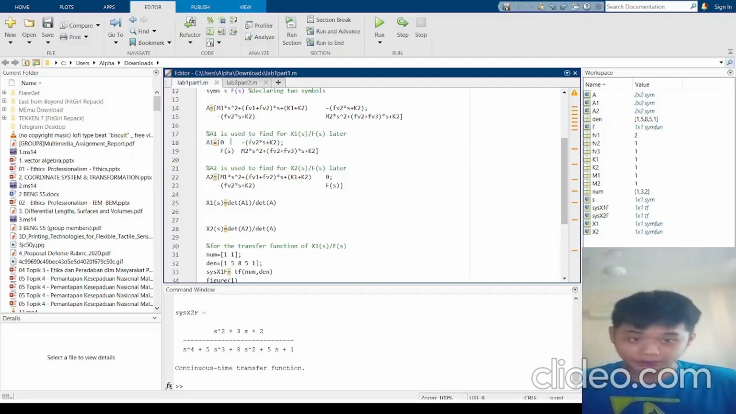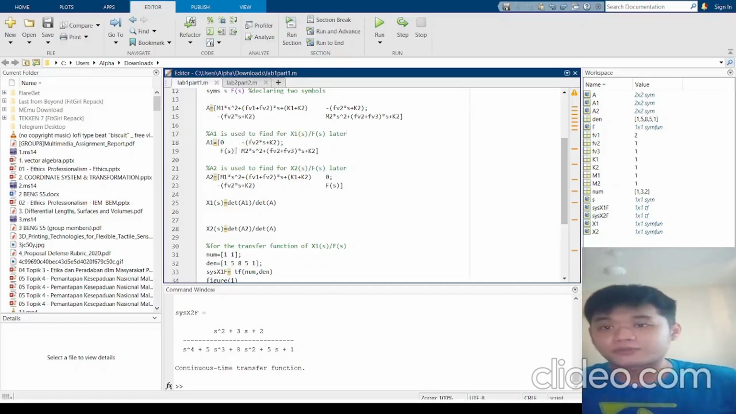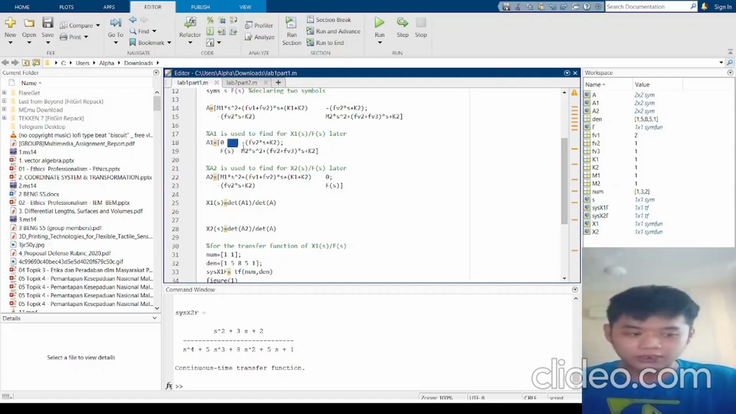So for A1, which is also for x1, because this is just to find the determinant for x1, we simply have to put the 0 Fs in front of it, because this is how the matrix is supposed to be and how it works. And just do the 2 times 2 multiplication and the calculation of the matrix rules. And the same goes for the determinant of A1.